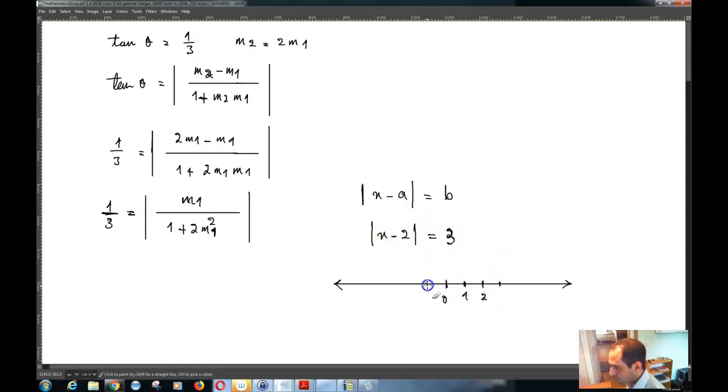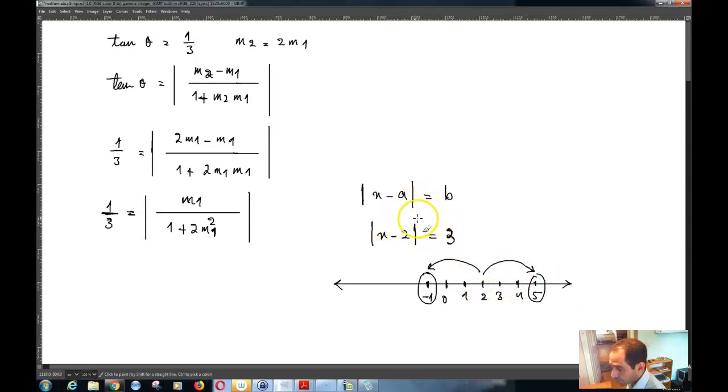So you can go in this direction and you will find 1, 2, and 3 units here. So -1 is going to be one of the numbers, and in the other direction 1, 2, and 3, so that's 3, 4, and 5. And so 5 is another number. And so you see that the distance of either of these two numbers from 2 is 3 units.